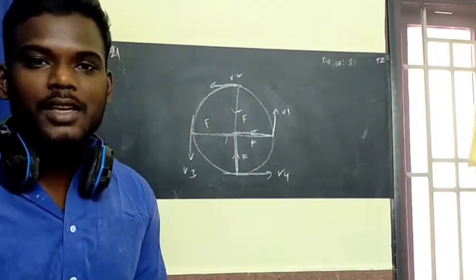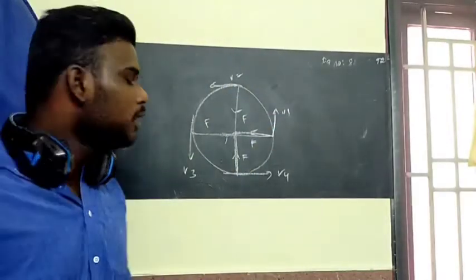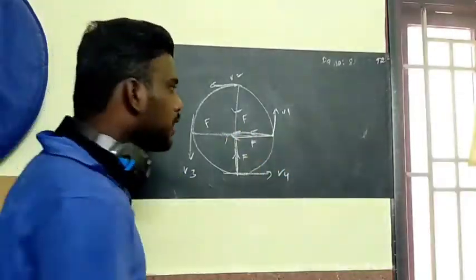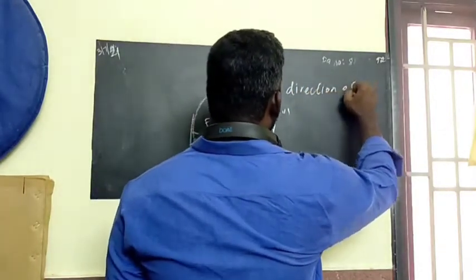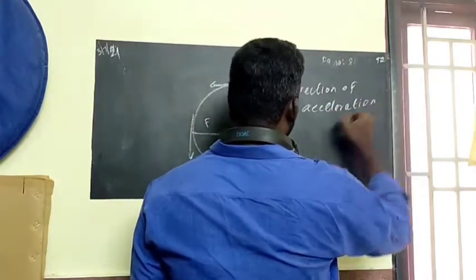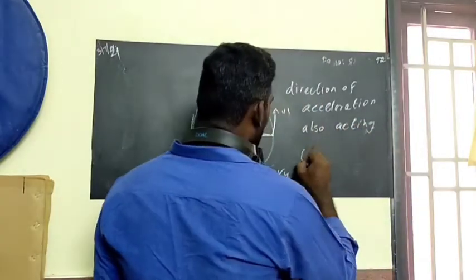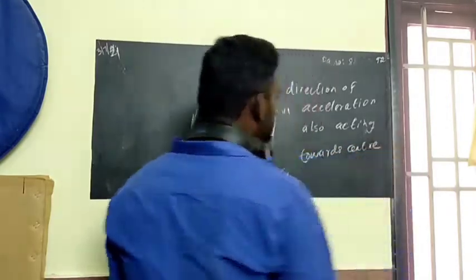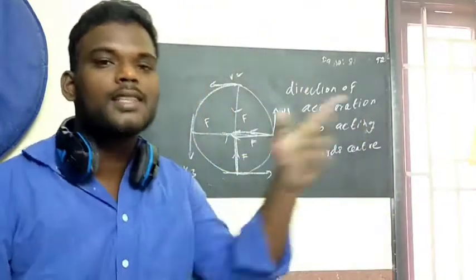And what will be the acceleration? The acceleration is always in the direction of the applied unbalanced force. So what is the direction of the force? Here the direction of the force is acting towards the center. So I can take the direction of acceleration also acting towards the center. So we found the direction of acceleration when a particle is moving in a circular path.